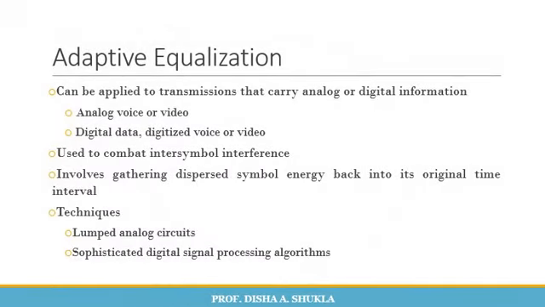The next type is adaptive equalization. It can be applied to transmissions that carry analog or digital information. Analog voice or video, or digital data: adaptive equalization can be applied to both of them. It is used to combat intersymbol interference. It involves gathering the dispersed symbol energy back into the original time interval. The techniques used are lumped analog circuits and sophisticated digital signal processing algorithms.